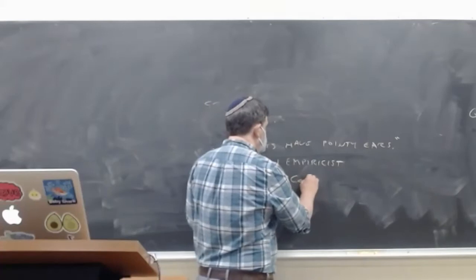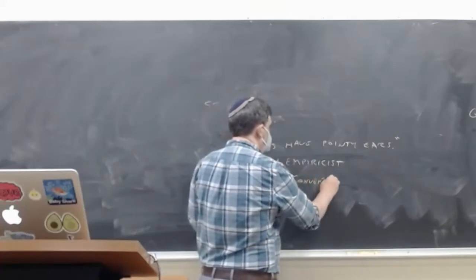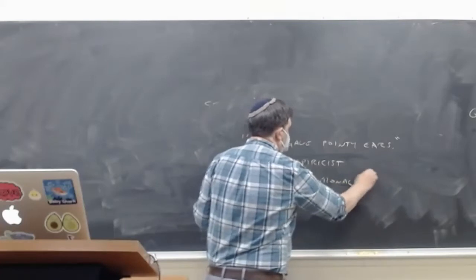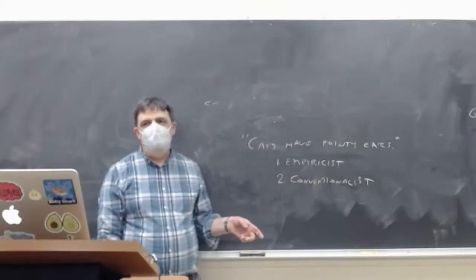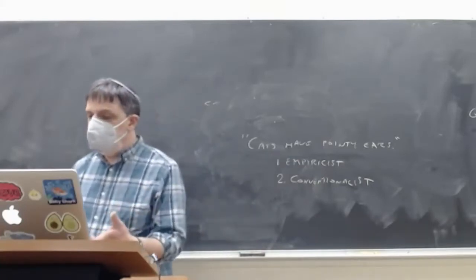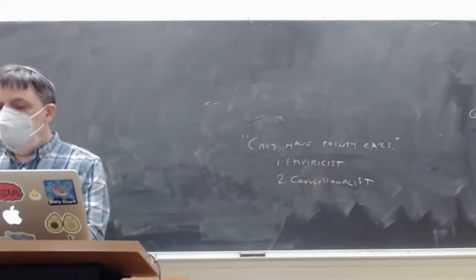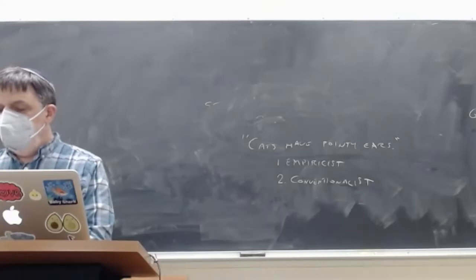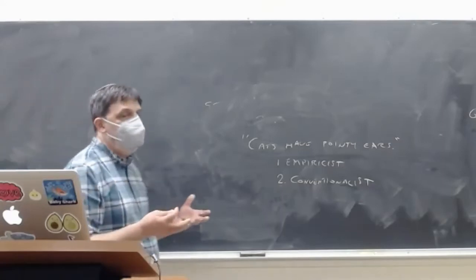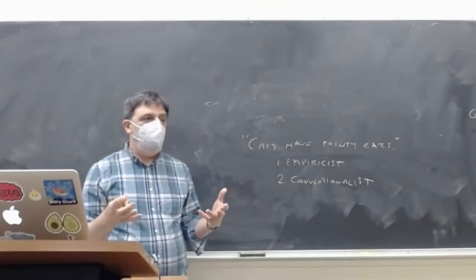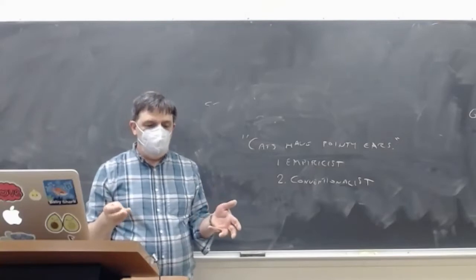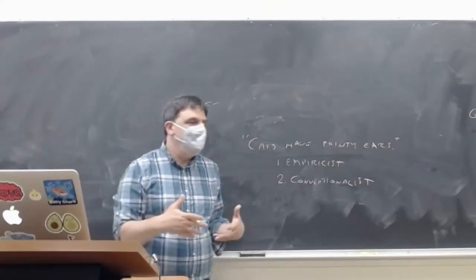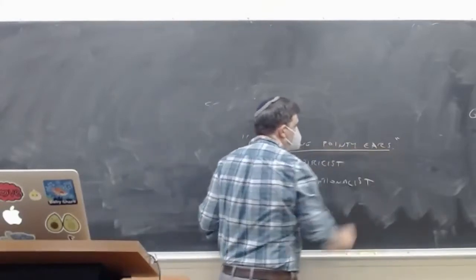Whereas the conventionalist way would be to see this as a partial definition of the word cat. So when I say cats have pointy ears, I'm telling you part of the convention, basically. Right? Imagine that you don't know English and I'm teaching you English, trying to induct you into our convention. Here I'm telling you part of it.